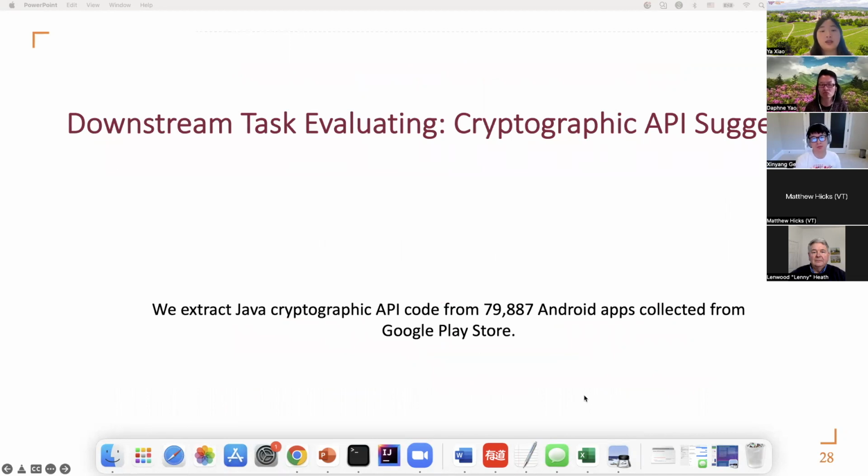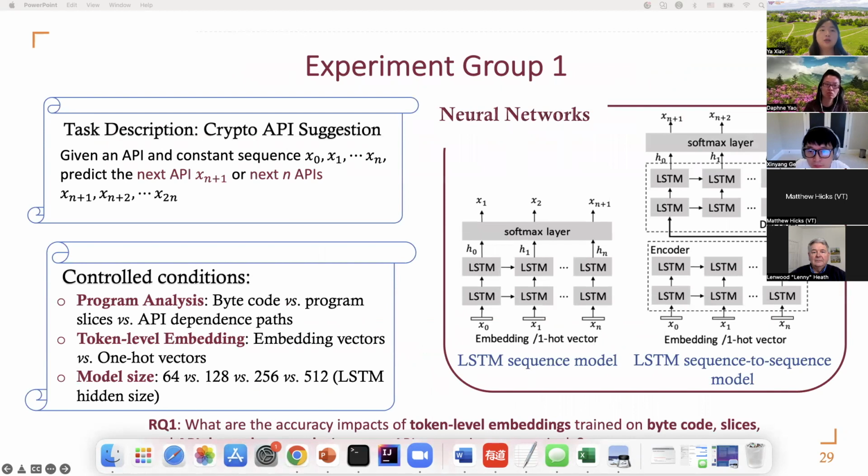We evaluate these different options with a downstream task that is cryptographic API suggestion. We extract the Java cryptographic code from nearly 80,000 Android apps collected from Google Play Store. In the first experiment group, we care about the research question: what is the accuracy impact of token level embedding obtained on bytecode, slices, and API dependence paths, respectively.